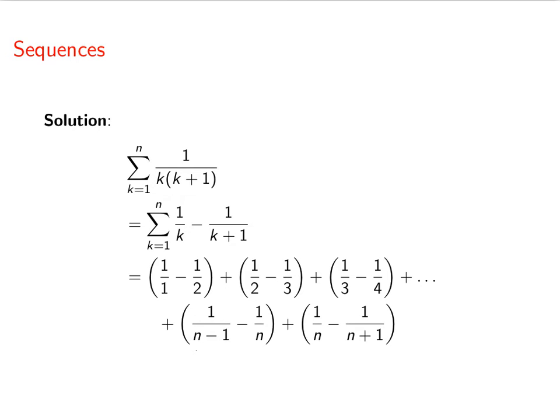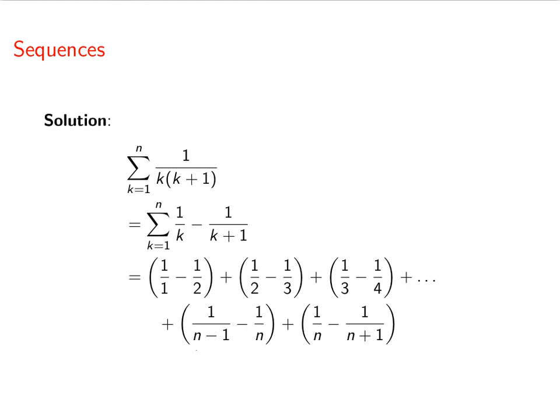And now we'll write out the terms. So when k equals 1, we'll get this guy. When k equals 2, we get this guy. K equals 3. And so on, all the way up to k equals n here. Notice here's k equals n minus 1.